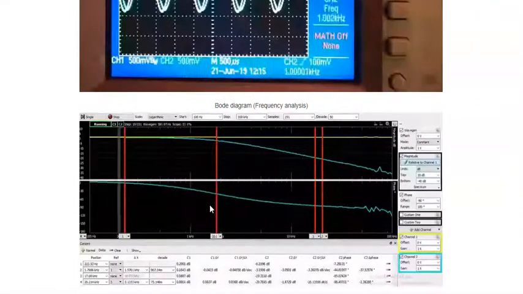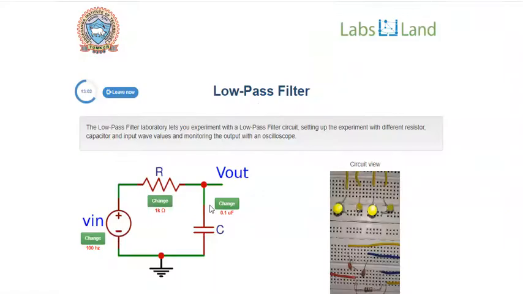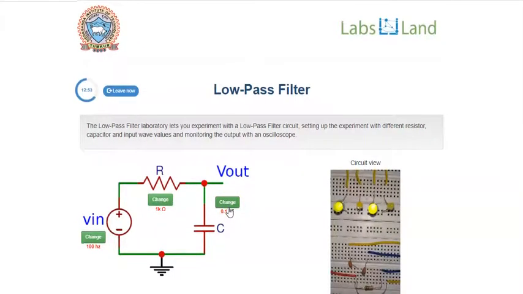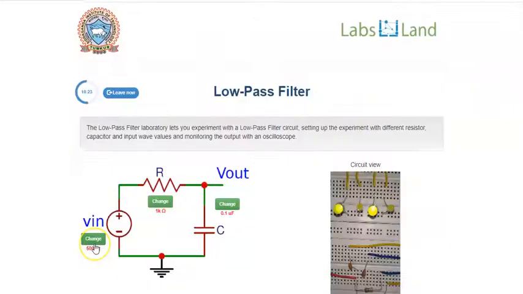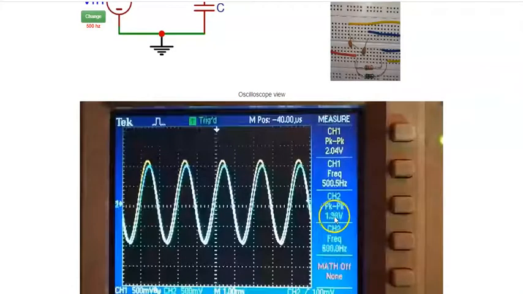Let's observe the effect of input frequency on the low-pass filter. Let's start the analysis with resistance of 1 kΩ and capacitance of 0.1 microfarad. This results in a cutoff frequency of 1.59 kHz. With the input sine wave frequency as 100 Hz, observe the peak-to-peak amplitude of input and output are 2.04 volt and 2.06 volt respectively. As the frequency increases to 500 Hz, the output amplitude becomes 1.98 volt.